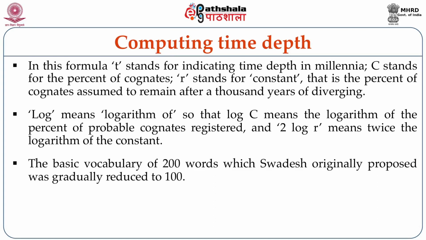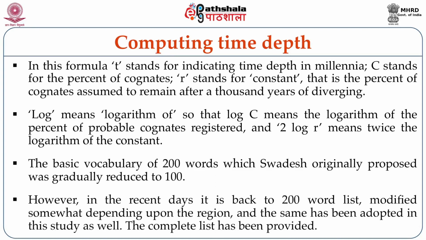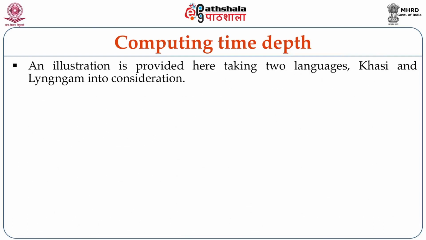The basic vocabulary of 200 words which Swadesh originally proposed was gradually reduced to 100. However, in recent times it is back to a 200 word list, modified somewhat depending upon the region, and the same has been adopted in this study as well. The complete list has been provided at the end of this particular class. An illustration is provided here taking the languages Khasi and Lingam, which belong to the Austroasiatic family, into consideration.